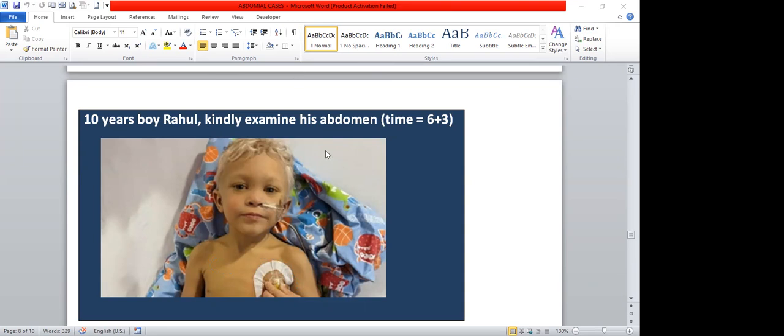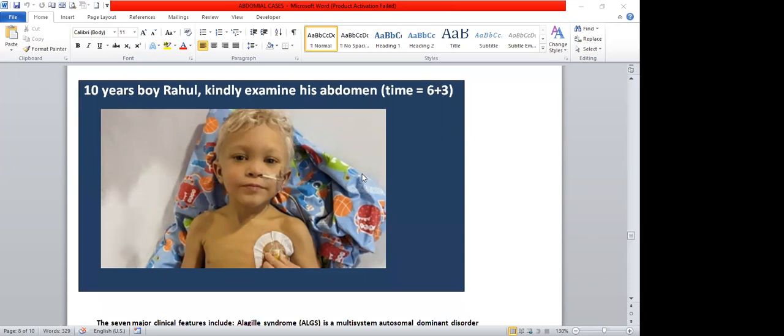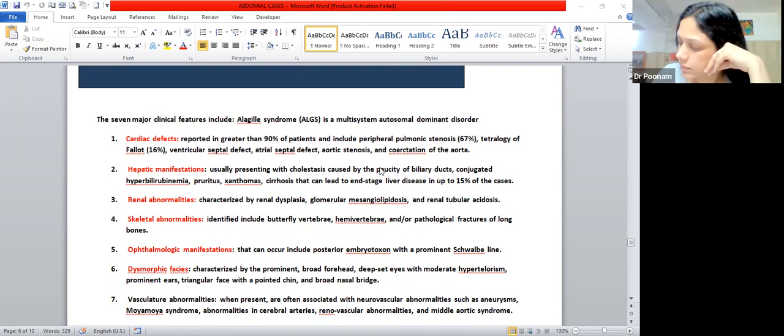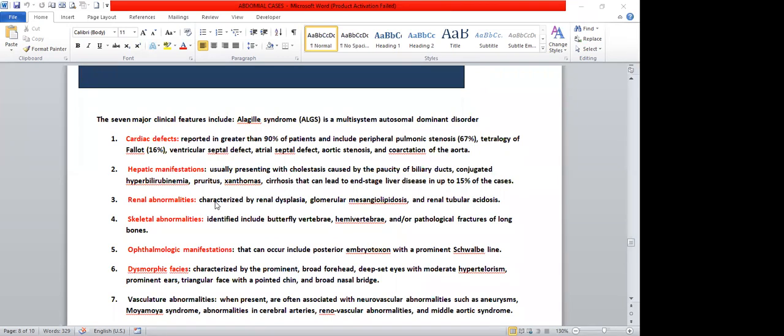Okay, let's see what the main management part is. So clinical features, yes, cardiac. Definitely you should mention it, because in more than 90% of patients pulmonary stenosis will be there. So the cardiologist you need to involve. Then hepatic, you mentioned, or the cholestasis mostly due to hyperbilirubinemia, which is conjugated, and that is causing this chronic hepatitis-like feature.